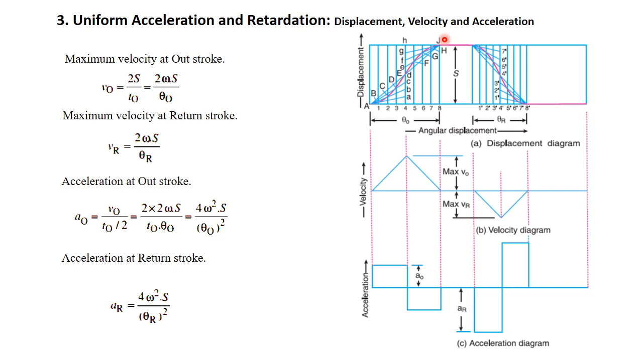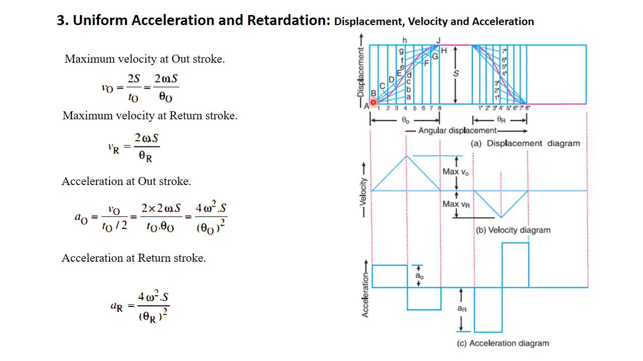So now join a smooth curve, with the help of a French curve, through these points: capital A, capital B, capital C, capital D, capital E, capital F, capital G, capital H, and capital J. So we find an S type of curve for the outstroke, and this S type of curve becomes the displacement diagram for the follower. In a similar fashion, we can find the S type of curve for the return stroke.